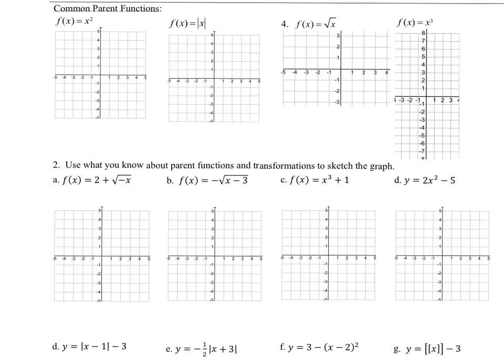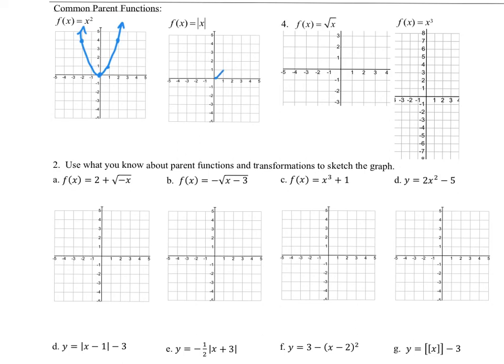Okay, the next four are parent functions you are familiar with. I'm going to regraph them real quick. X squared is a parabola, 1, 1, 2, 4. And I would want you to have a couple clear points if you were graphing something like this. The absolute value of x makes a V shape.